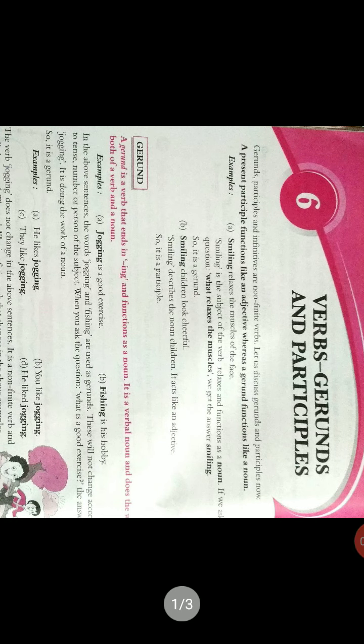Hello students, welcome back. I hope you understood chapter number 5, verb infinitives, in which we read about finite and non-finite verbs. In non-finite verbs, we read that there are three kinds of non-finites: infinitive, gerund and participle. We have already covered infinitives, and in this chapter number 6, we'll be reading about gerunds and participles. So first, let's talk about gerunds.